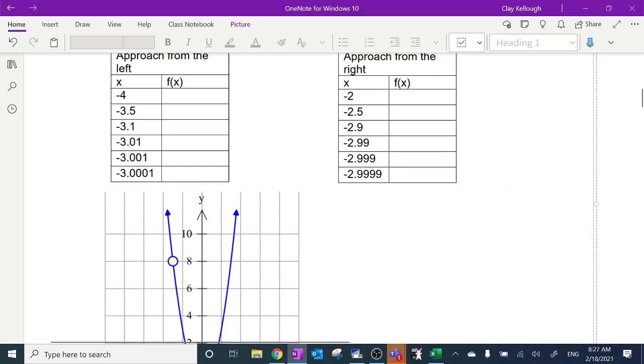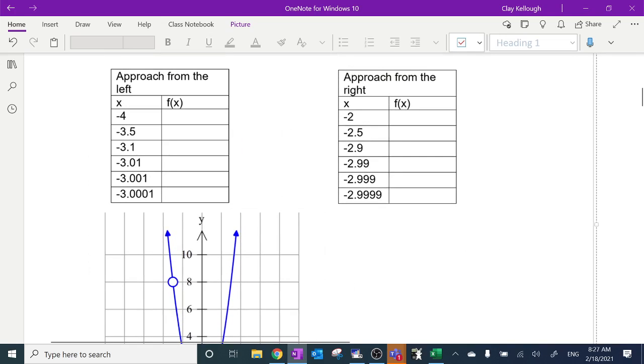So I'm going to use the same method we were using with the secant lines. I'm going to get closer and closer and closer to the point when x is negative 3. And I'll even do it from two directions, starting from the left of it, -4, -3.5, all the way to -3.001.